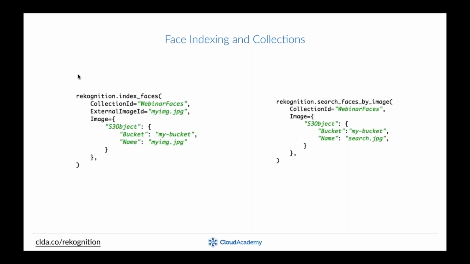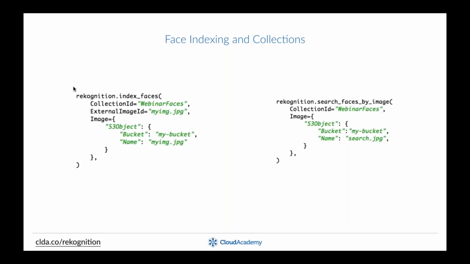And this is how you would implement indexing. On the left side here, this is simple Python code for face indexing. I call recognition.index_faces. I tell it which collection I want to add my face to, and I tell it the name or the ID of my image. Here I was simply using the S3 key name, so just my image.jpg. And then I tell it where the image is: it's my image.jpg inside my bucket.